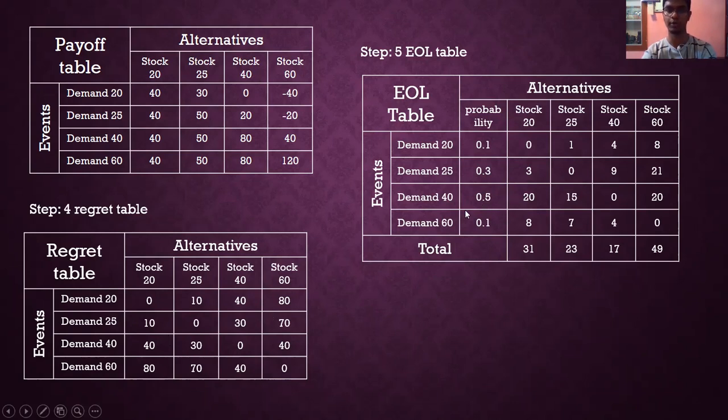Then again 0.5 into 30 will be 15. Then 0.5 into 0 will be 0. Then 0.5 into 40 will be 20. So now the demand 40 row is done.